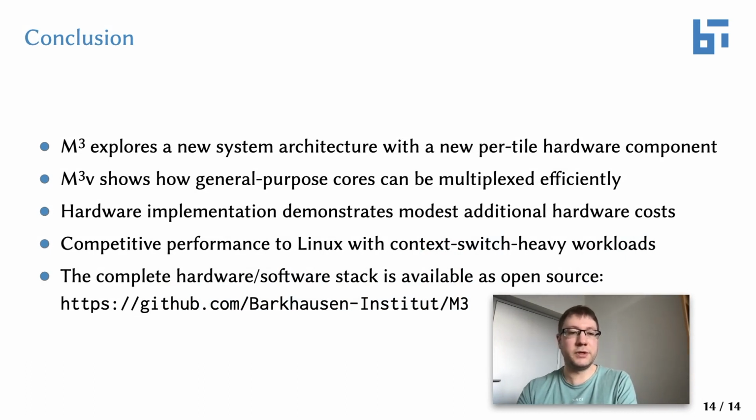DTU, the data transfer unit. In this work, M3v, we show how general-purpose cores can be multiplexed efficiently by trading a bit of the isolation from M3X for more efficiency and scalability. We also, for the first time, have a hardware implementation that demonstrates that the additional costs for the DTU are modest. And we show that we now have competitive performance to Linux with context switch heavy workloads as well.